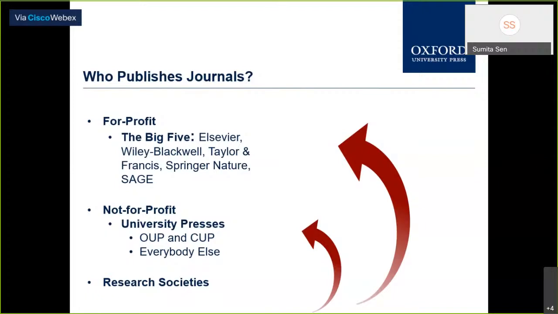Not for profit. The reason I say not for profit is because we do have to make money, we do have to pay salaries, we do have to keep the process of education going. But whatever money we do make goes back into academics. So it's basically Oxford University Press, Cambridge University Press, all other university presses. It could be Yale University Press, Chicago University Press, etc., and other small publishers. We also have research societies who publish journals. We will touch upon them as we proceed through the session.